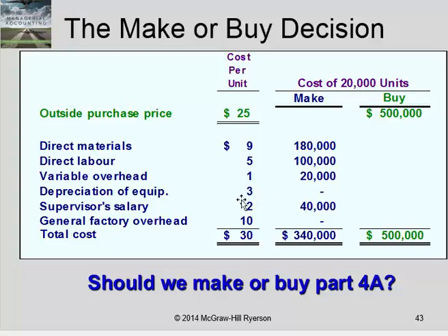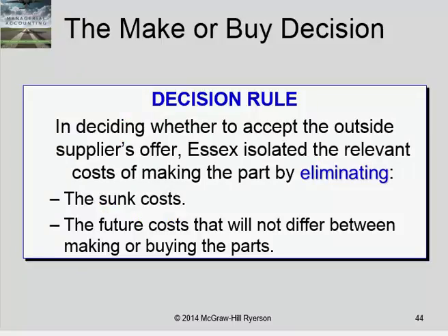Another way to look at this would be $3 times the 20,000 units, $60,000 here and $60,000 here, and $10 times the 20,000 units, $200,000 here and $200,000 here. It would change these totals, but not the difference of them, right? There's a $160,000 difference. We're $160,000 better off making than buying. And that, at the end of the day, is the final answer.